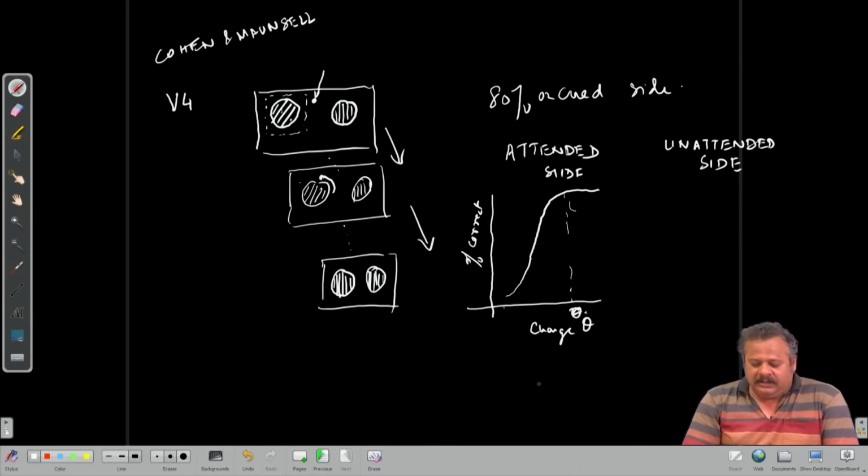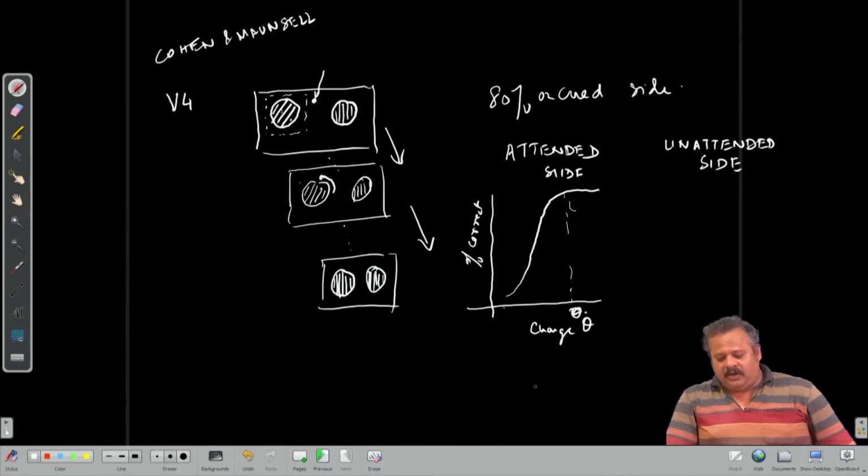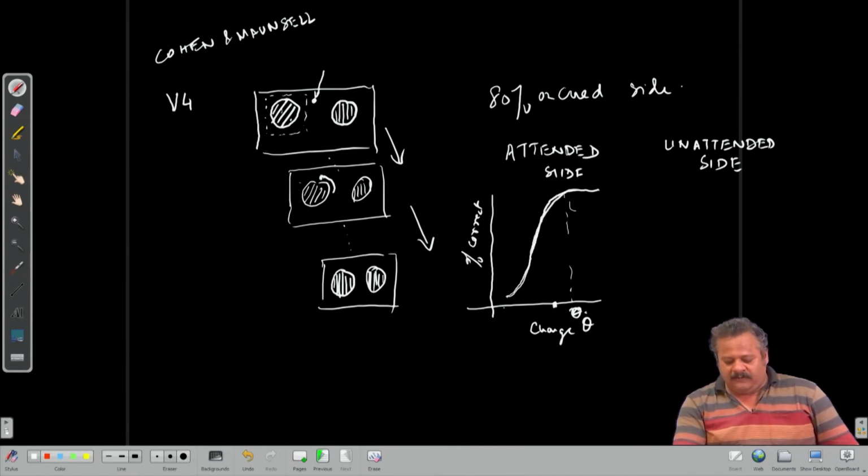Now, they actually did the experiment for only one orientation change on the unattended side, and that orientation change was near the middle of the dynamic range of this function. And what they found is the percentage correct in that case turned out to be somewhere here.